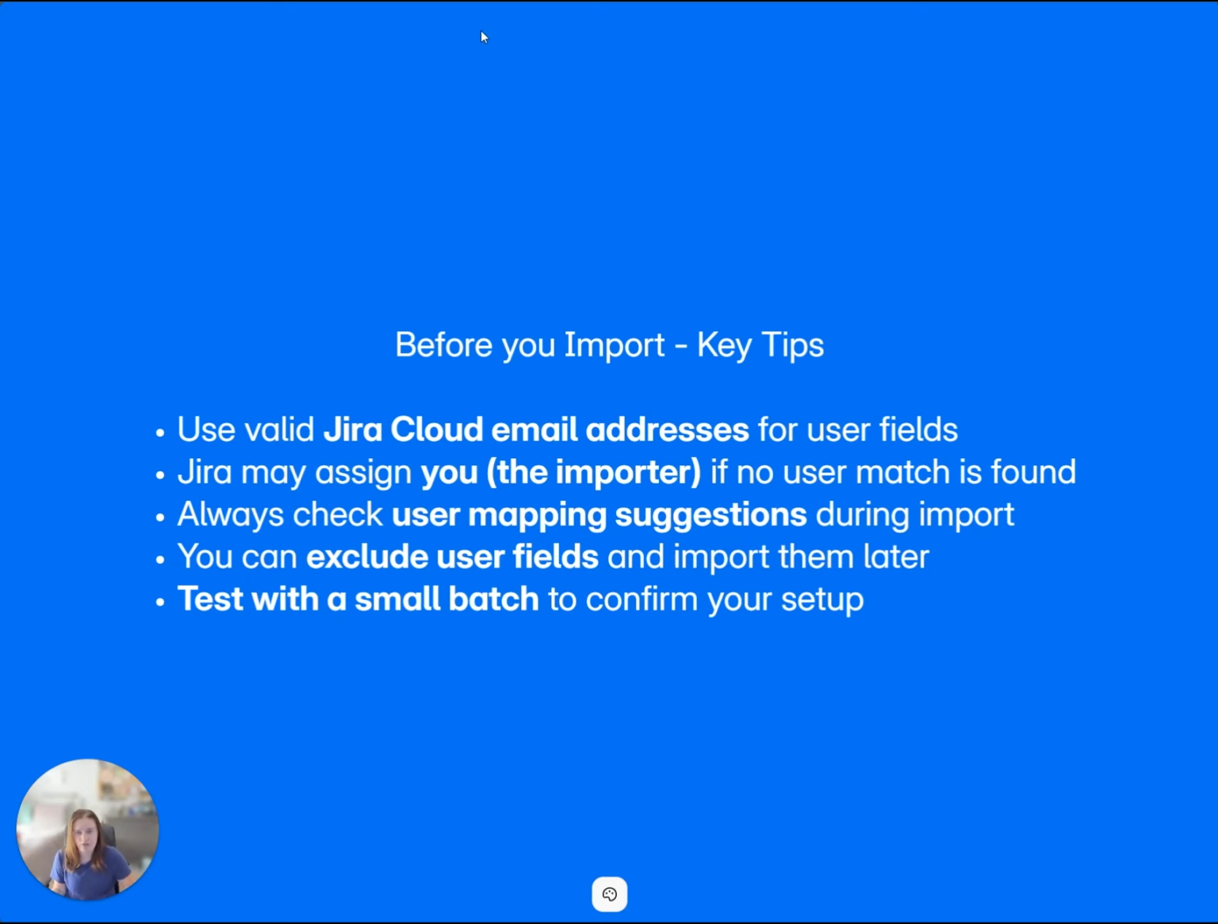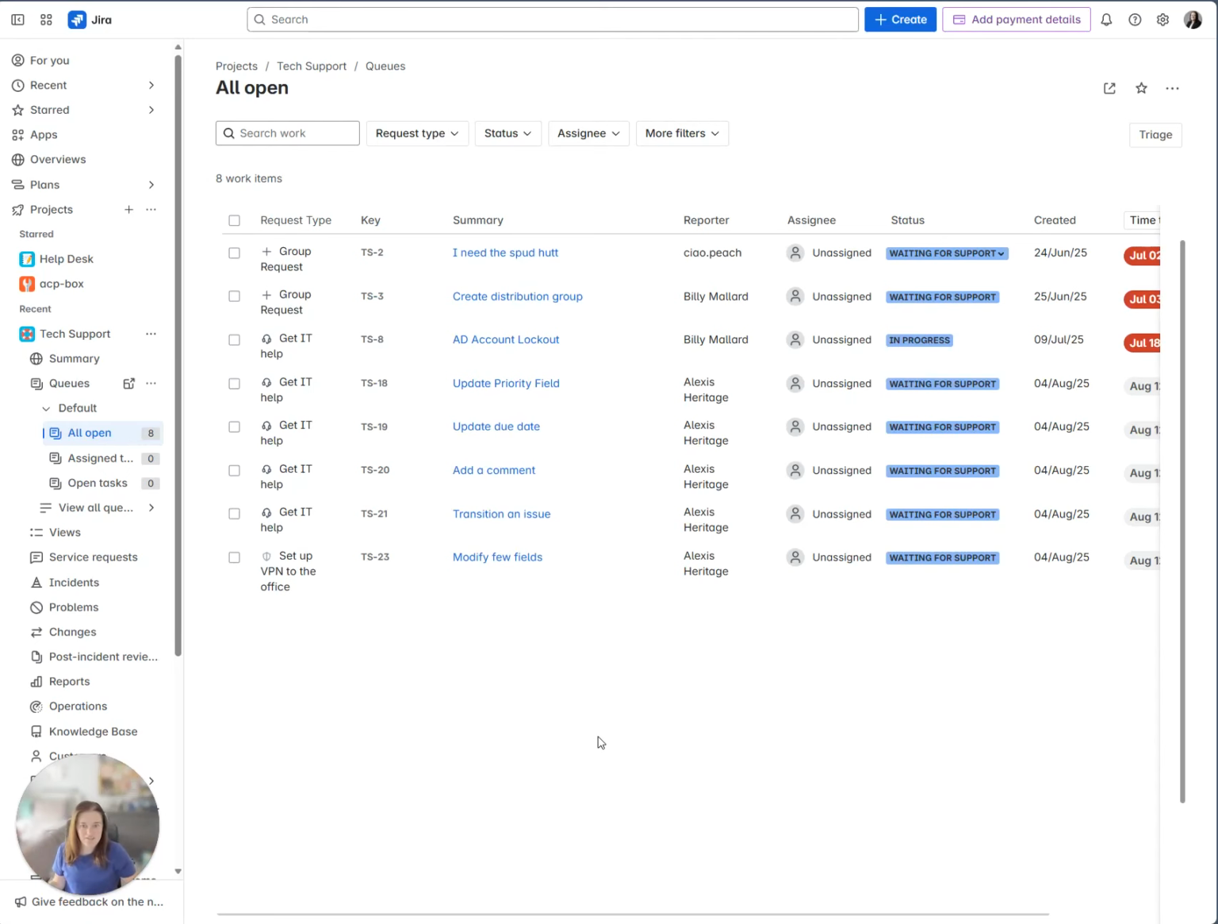Now that you've got the overview, let's walk through how to use a global CSV importer to perform common bulk updates across Jira Service Management. So in order to demo this, I need some tickets, obviously. So I've gone ahead and I've created a few demo tickets.